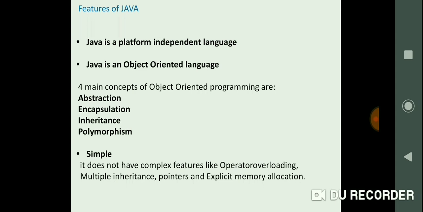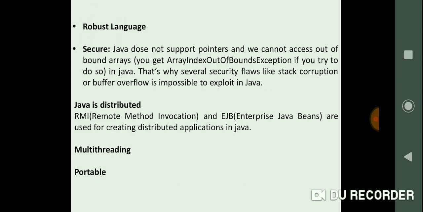Right. The third feature of Java is that it's a simple language. Java does not have the complex features like operator overloading, multiple inheritance, pointers, and explicit memory allocation. So it is considered to be a simple language.